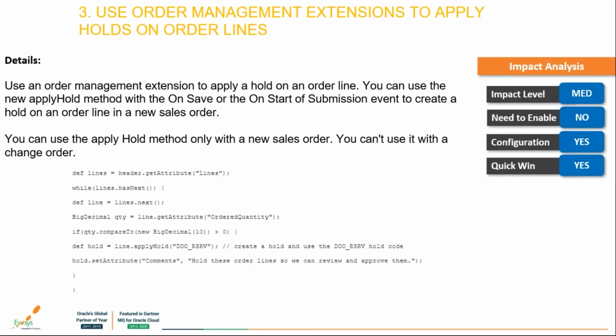The next update: use order management extensions to apply holds on order lines. You can now use the new apply hold method with the on save or the on start of the submission event to create a hold on an order line in a new sales order. Based on some conditions, we can trigger the on start or save, and the system will apply the hold automatically when we click on save. Here is an example that places a hold on each order line that has a quantity greater than 10. We have set the quantity to 10 and use the apply hold code, that is apply hold.